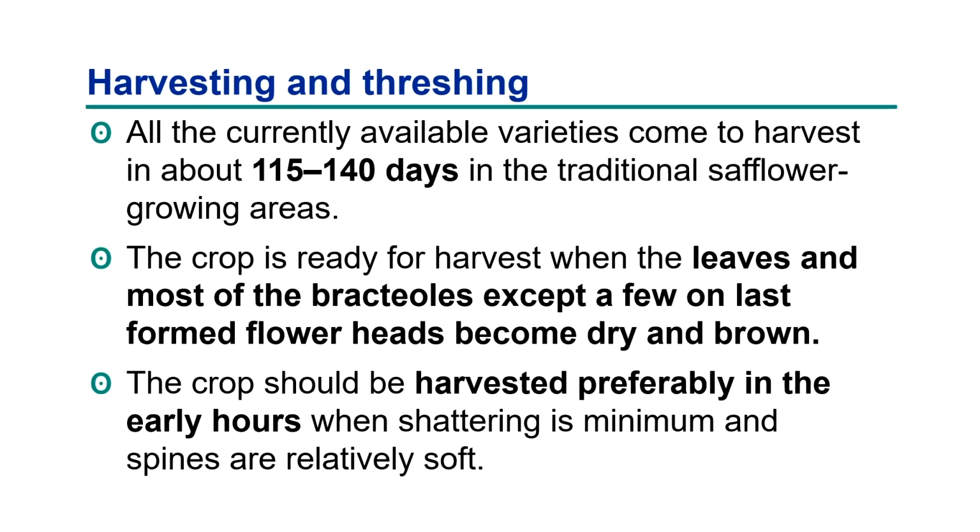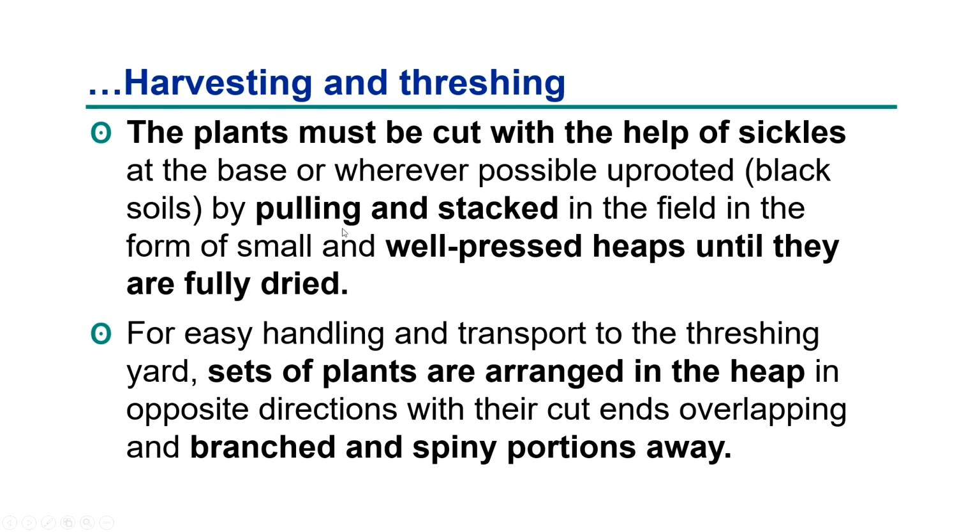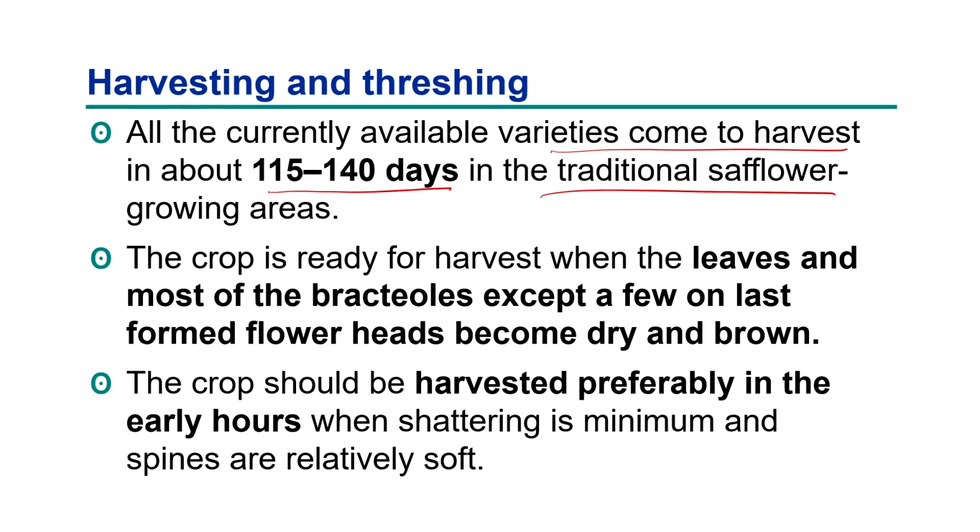And now, how to go about harvesting and threshing of this crop. All the currently available varieties come to harvest in about 115 to 140 days. This is the duration of this crop in the traditional safflower growing areas. Traditional safflower growing areas are mainly Karnataka, Maharashtra, and Odisha.